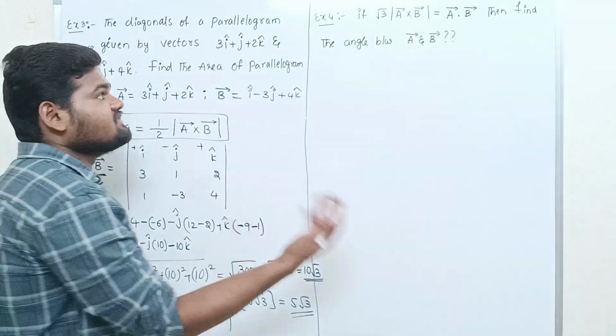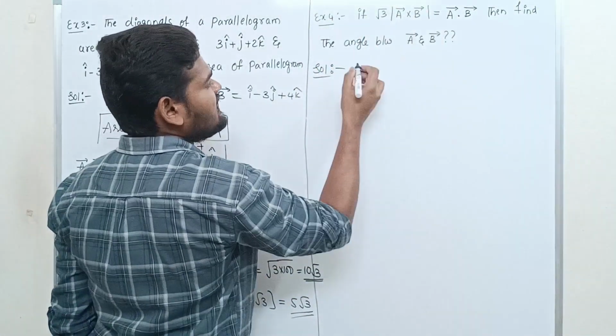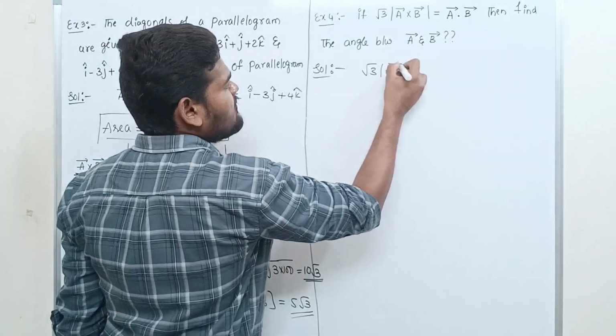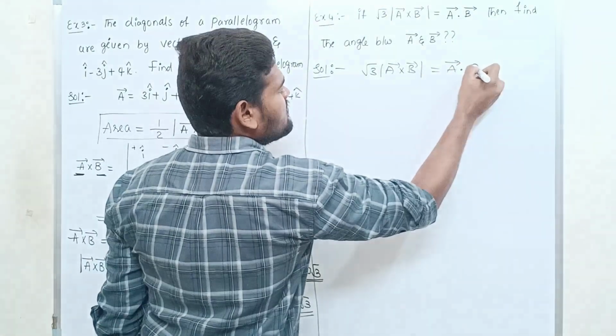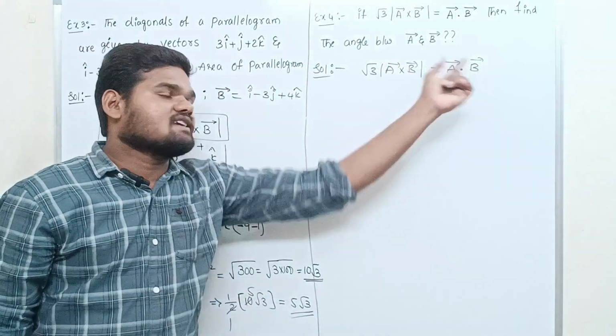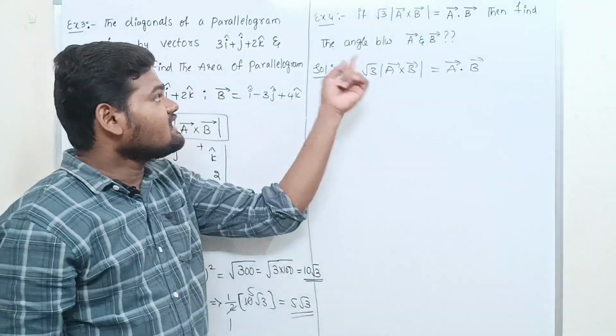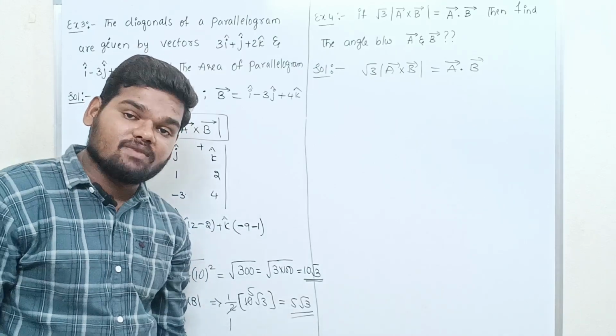Right. Let us see the fourth one solution. What they are asking, they have given one relation: root 3 into magnitude of a bar cross b bar is equal to a bar dot b bar. So this is a cross product and that is a dot product, vector product and scalar product. They are asking the angle between a bar and b bar vectors.